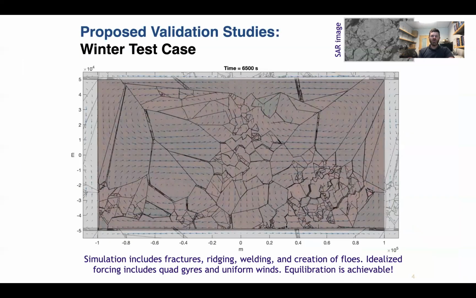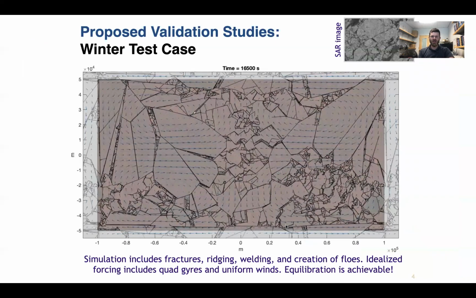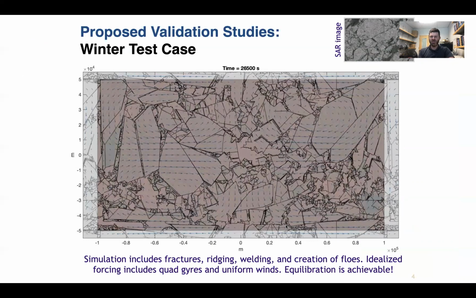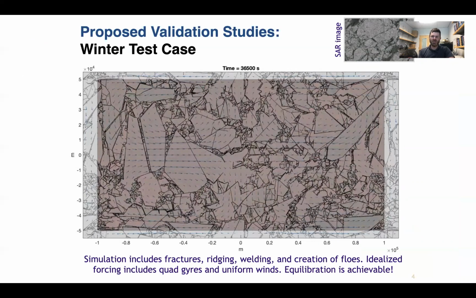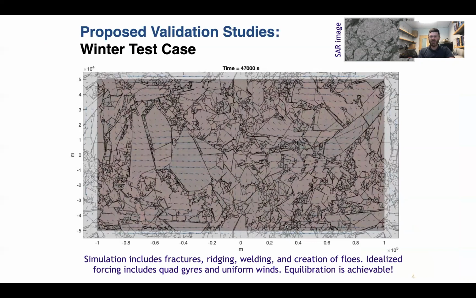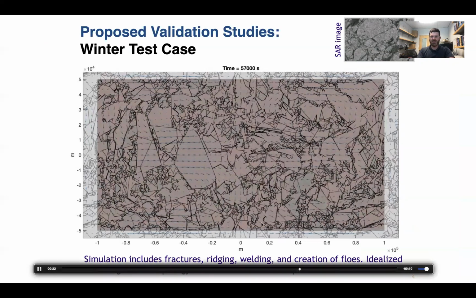Certain floes will find their way into these side channels and just move down through. Our next test case that we want to look at is a winter test case. In this situation, we have fractures, we have ridging, we have welding, we create new floes in the open space, and we are running this with doubly periodic boundary conditions. The forcing in this scenario comes from a quad gyre, as well as uniform winds blowing from the bottom left to the top right.